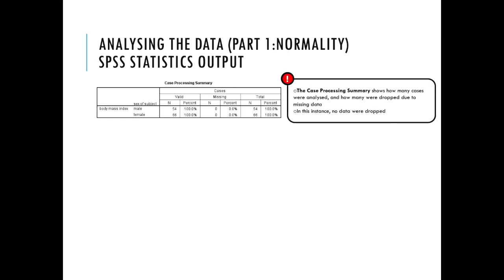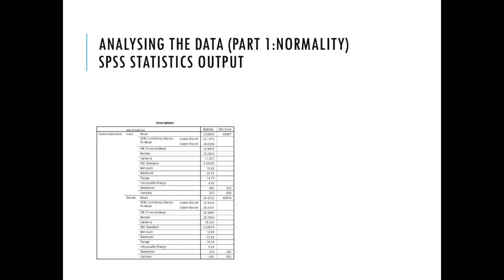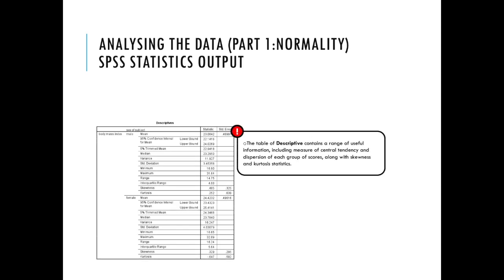Here, you will get the first table. The case processing summary will show how many cases were analyzed and how many were dropped due to missing data. In this instance, no data were dropped, meaning all data will be calculated. The descriptive table contains a range of useful information, including measures of central tendency and dispersion of each group of scores, along with skewness and kurtosis statistics.